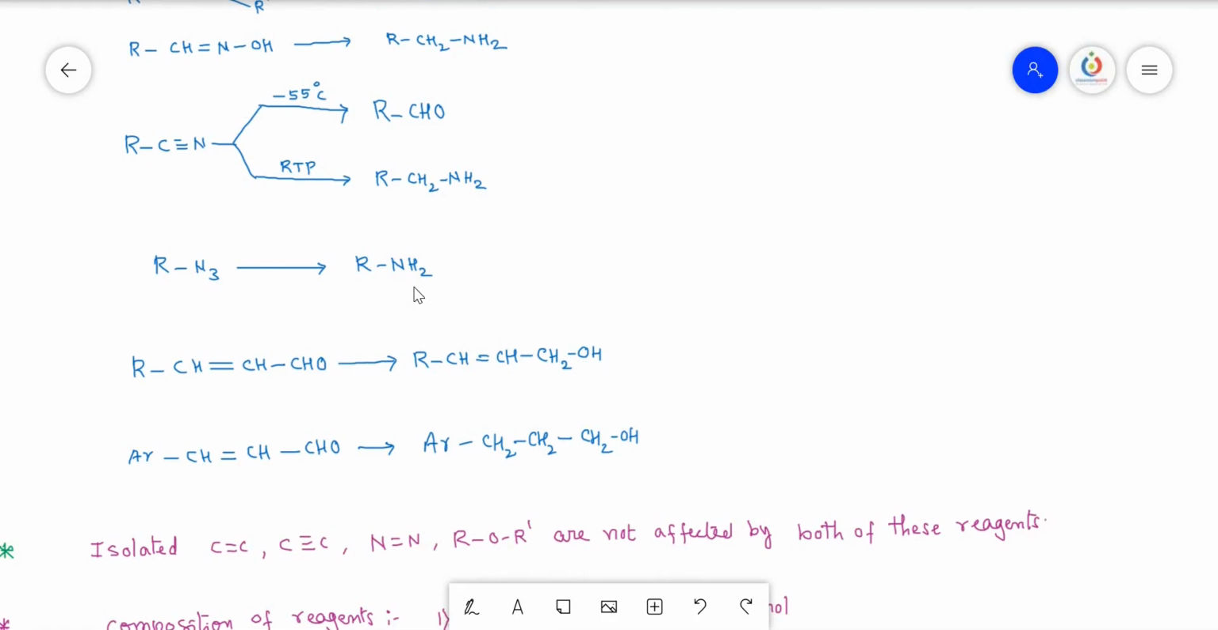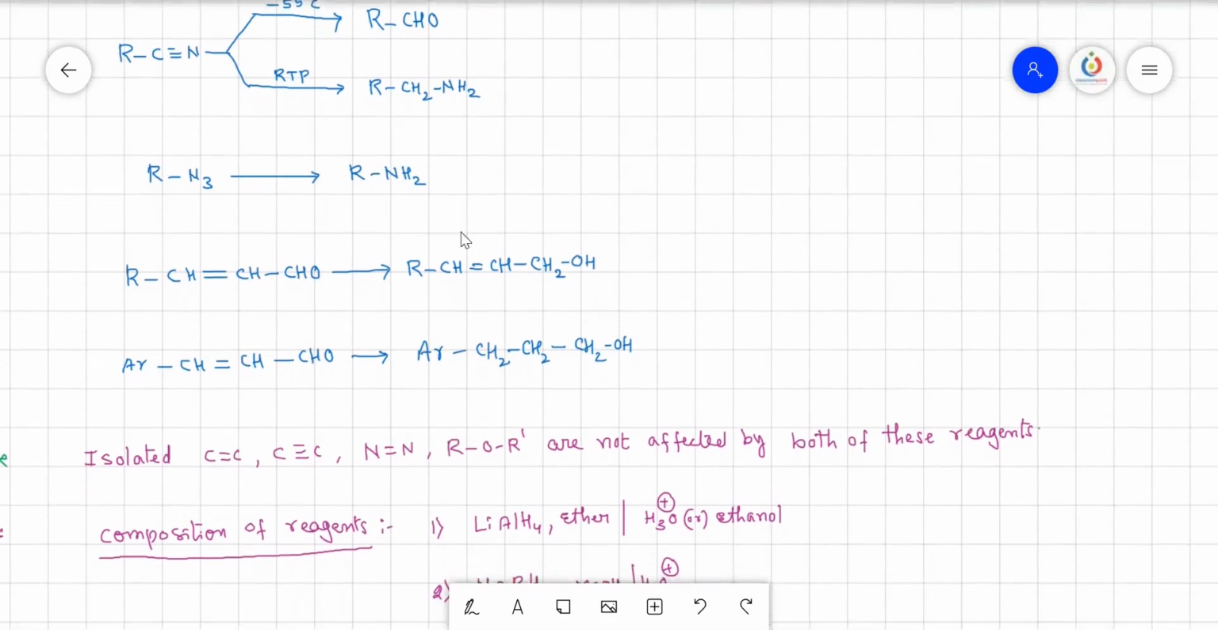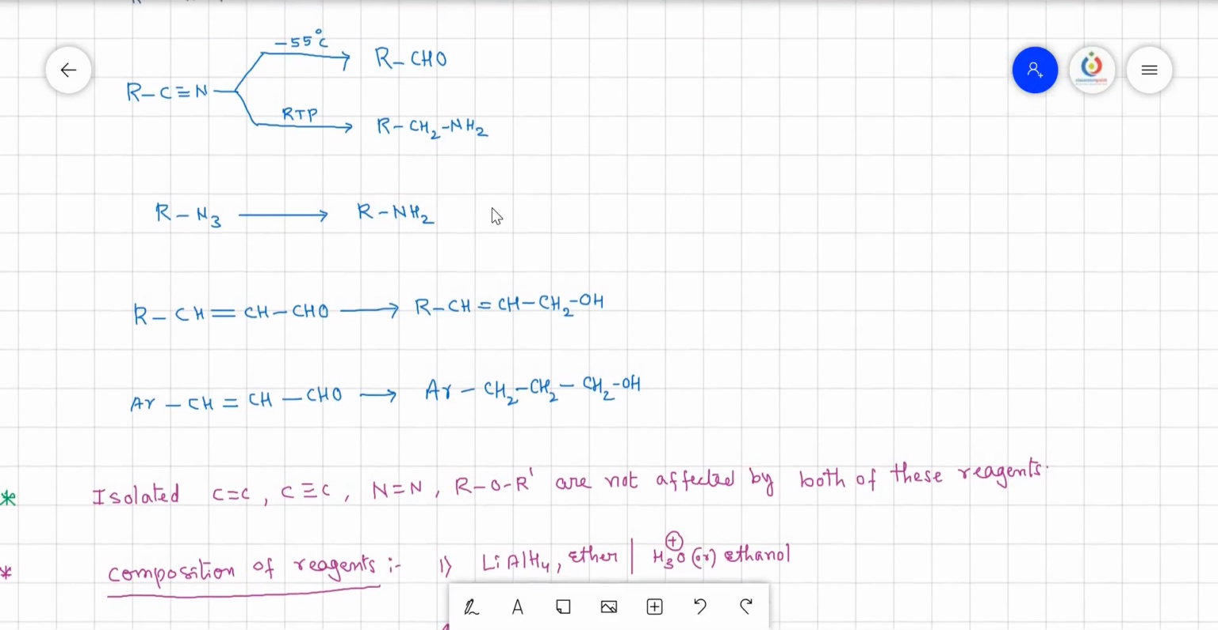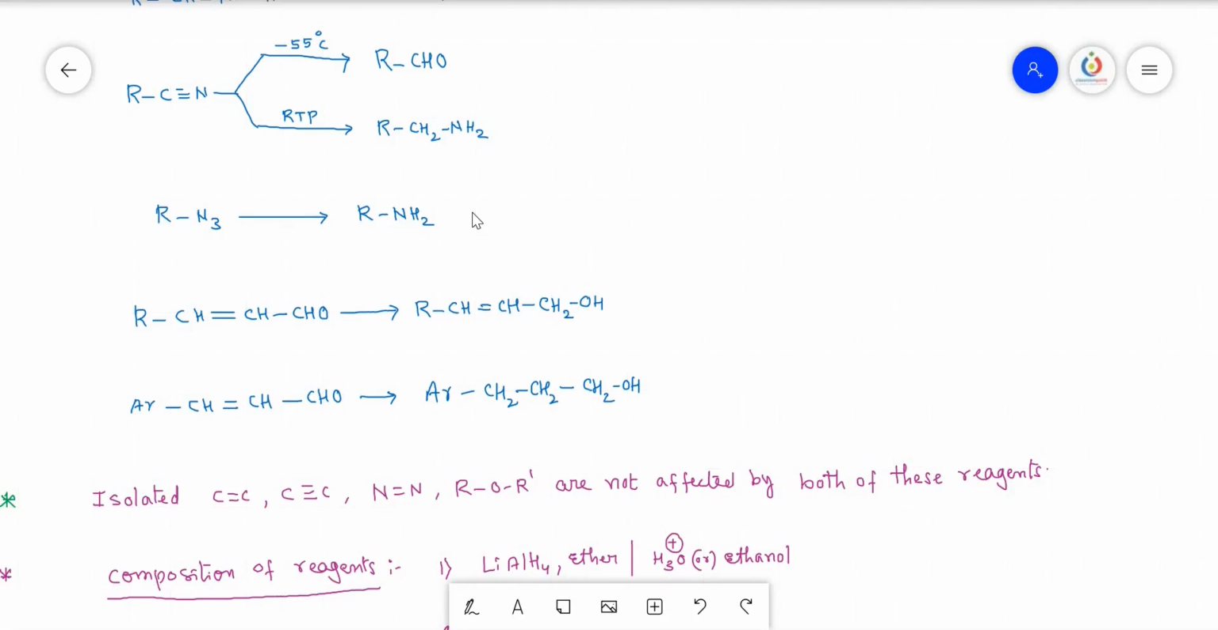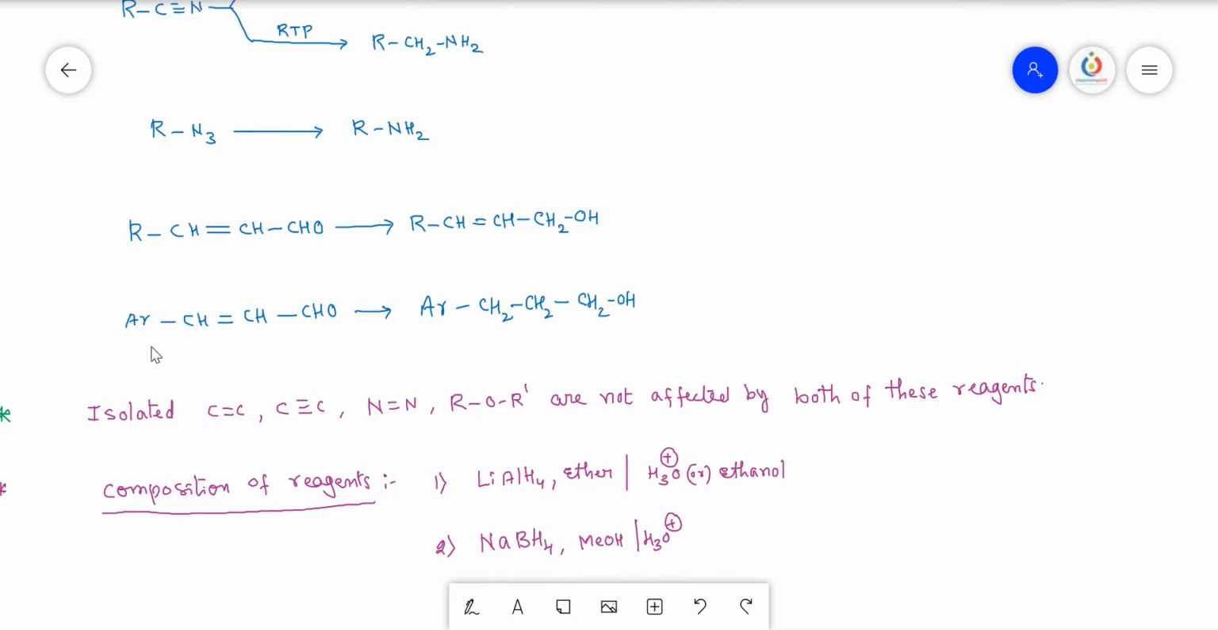So azides will be converted to the primary amines. And in this case, as I said in the first point, these reducing agents do not affect the non-polar multiple bonds. See here, if RCH=CH-CHO is there and you use lithium aluminium hydride, it reduces only the CHO part to CH2OH, and this double bond or triple bond will not get affected. But the same double bond, if it is connected to the benzene ring, then it gets affected. So it will be reduced. So here we get CH2, CH2, CH2OH.